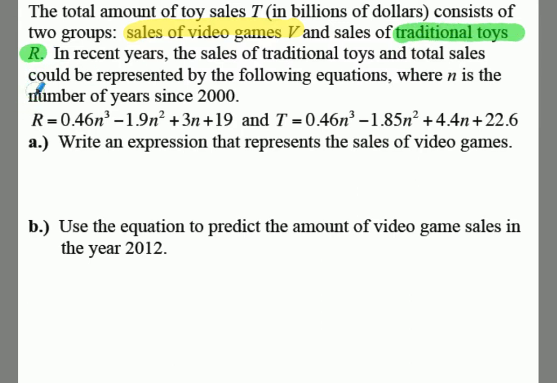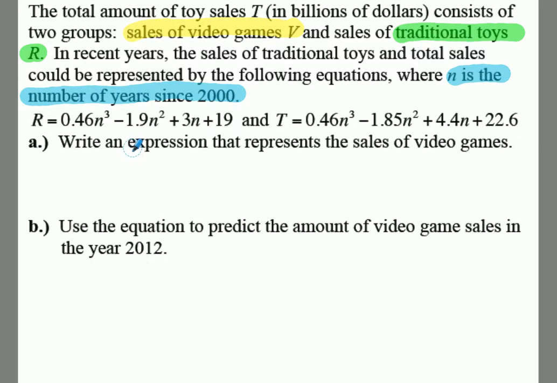In recent years, the sales of traditional toys and total sales can be represented by the following equations. N represents the number of years since 2000. That's very important. If we're talking about right now, it's currently 2015, N would be 15. So what we're going to do is write an expression that represents the sales of video games.